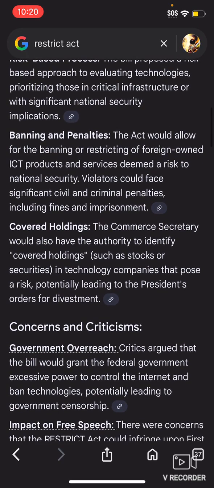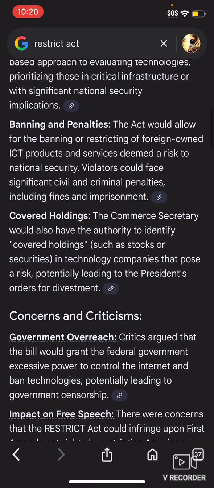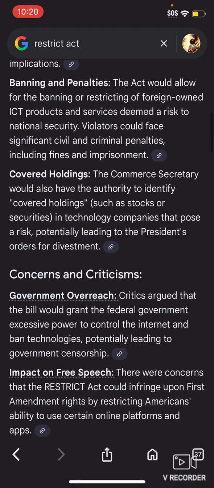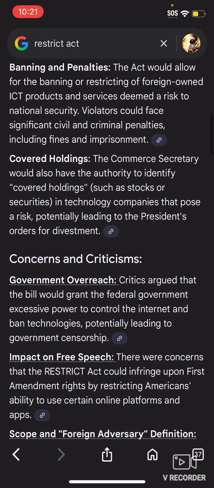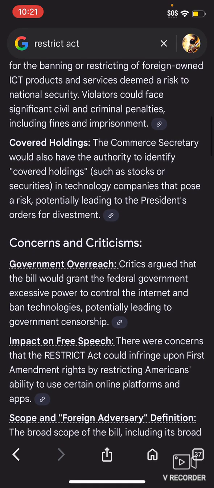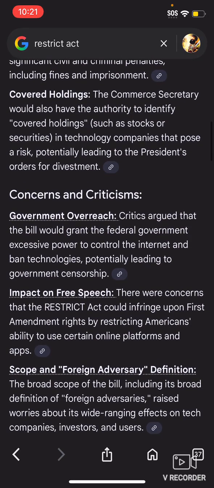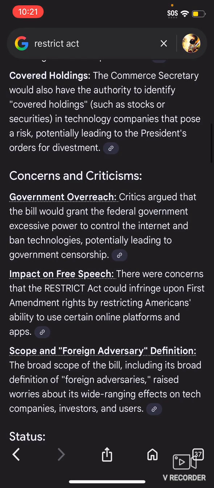Banning and penalties. It says the act would allow for the banning and restricting of foreign-owned ICT products and services deemed a risk to national security. Violators could face significant civil and criminal penalties, including fines and imprisonment. Covered holdings. It says that the Commerce Secretary would also have the authority to identify covered holdings, such as stocks or securities in technology companies that pose a risk, potentially leading to the president's orders or divestment. All right.